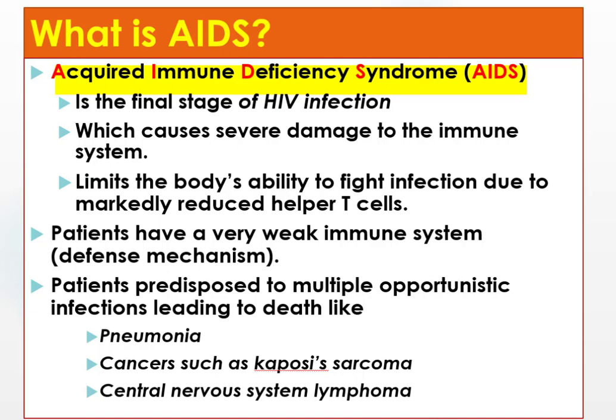In this case, patients have a very weak immune system or defense mechanism against any foreign intruders. Due to this, patients are predisposed or exposed to multiple opportunistic infections that lead the patient to death. These opportunistic infections are pneumonia, cancers such as Kaposi sarcoma, and central nervous system lymphoma.